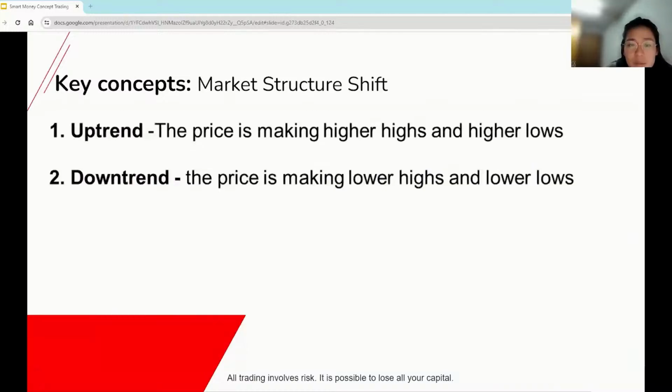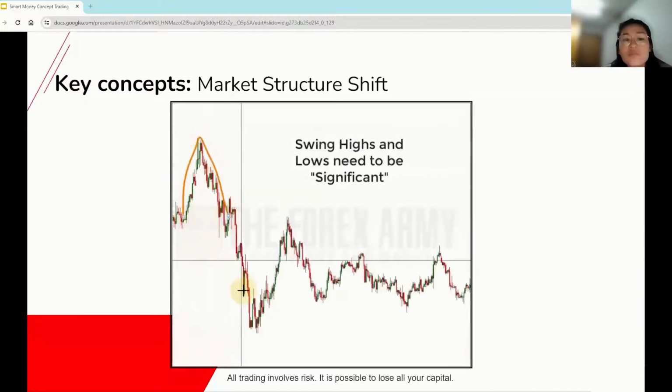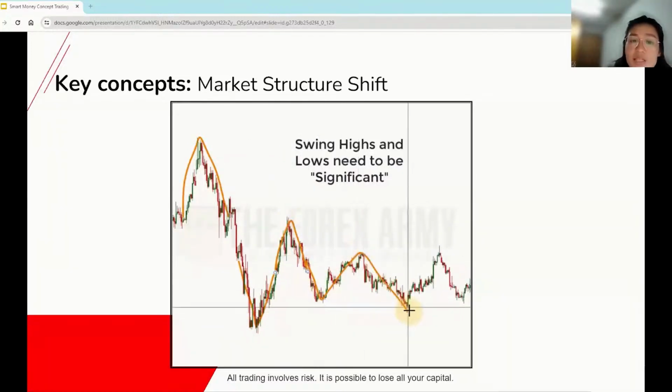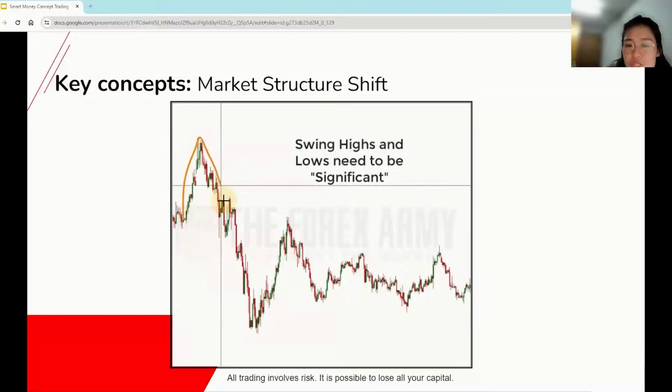Now let's talk a bit about market structure shifts. The main concept with regards to market structure is just the overall trend. If it's an uptrend, obviously the price is making higher highs and higher lows. If it is a downtrend, the price is making lower highs and lower lows. Here's an example. You can see we have our swing highs and swing lows highlighted. This is pretty much an example for your uptrend and your downtrend.